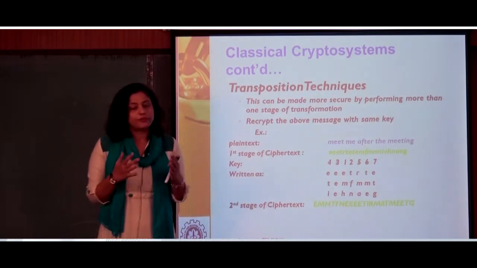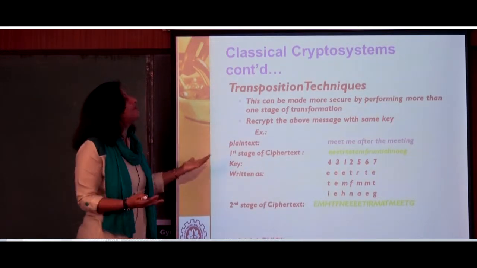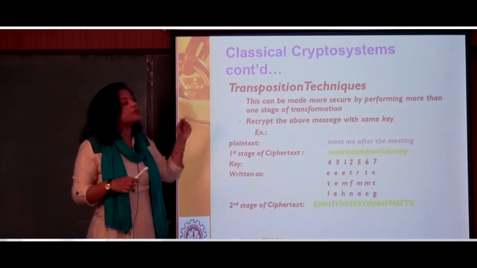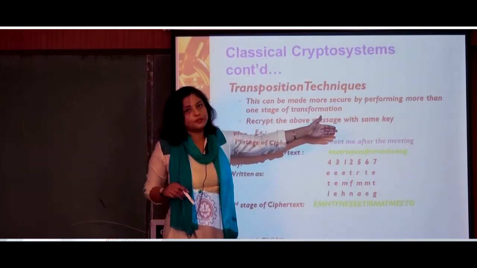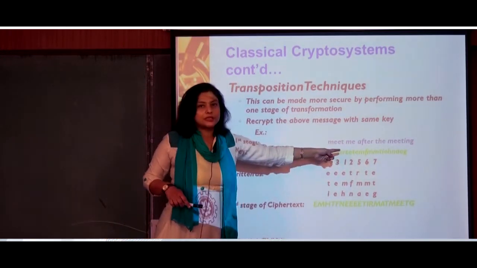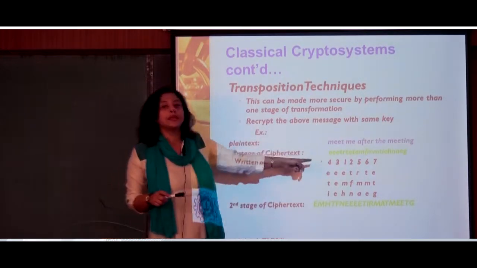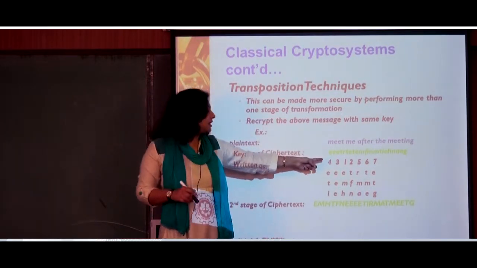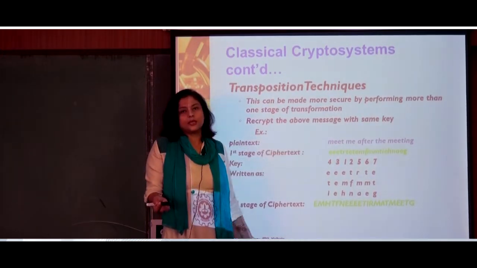Now, this type of transposition technique can be made more secure by performing more than one stage of transformation. How? By re-encrypting the above message with the same key. How are we doing it? Let's say again the plain text will be meet me after the meeting. After the first stage we have already received the ciphertext as shown in the previous slide. Now you are using the same key once again and re-encrypting it. So this one now forms my plain text for the second stage of ciphertext.